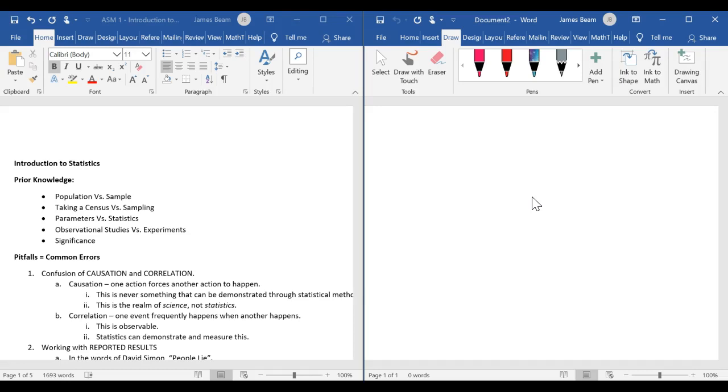An experiment is where you apply some sort of treatment or factor to at least part of the sample or part of the population. In good experimental design, you only apply the treatment to part of the population, the experimental group, and we control that against a control group.